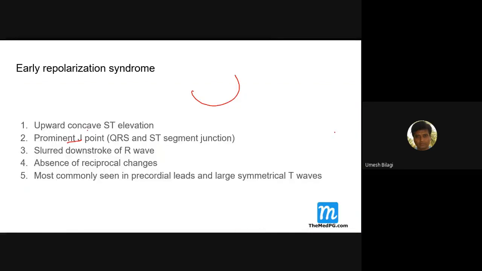This is a very benign condition. There can be slurring of the R wave and absence of reciprocal changes. When you get ST elevation with respect to early repolarization syndrome, you'll have a confusion: am I dealing with this case as a STEMI, or is it just a case of early repolarization syndrome? That needs to be differentiated. This is how you should differentiate.